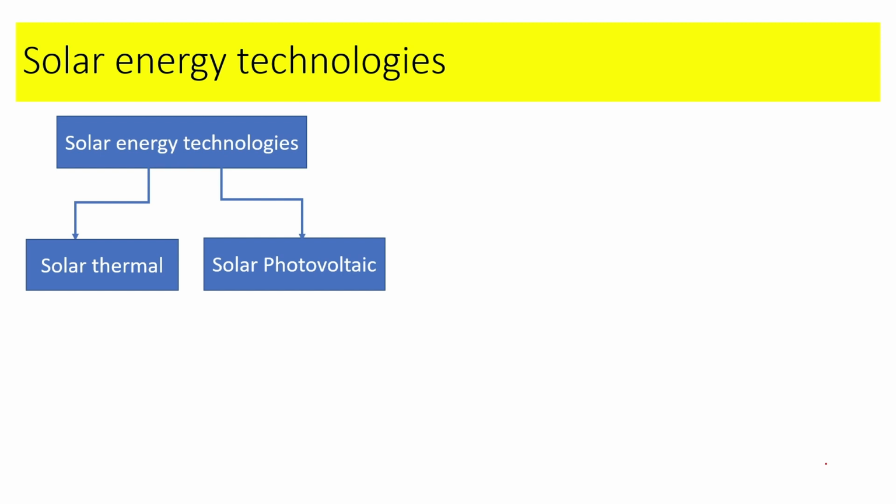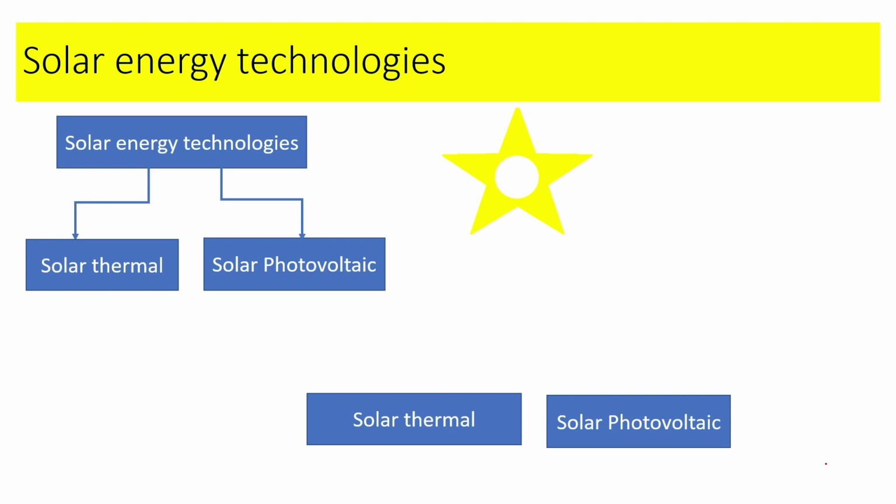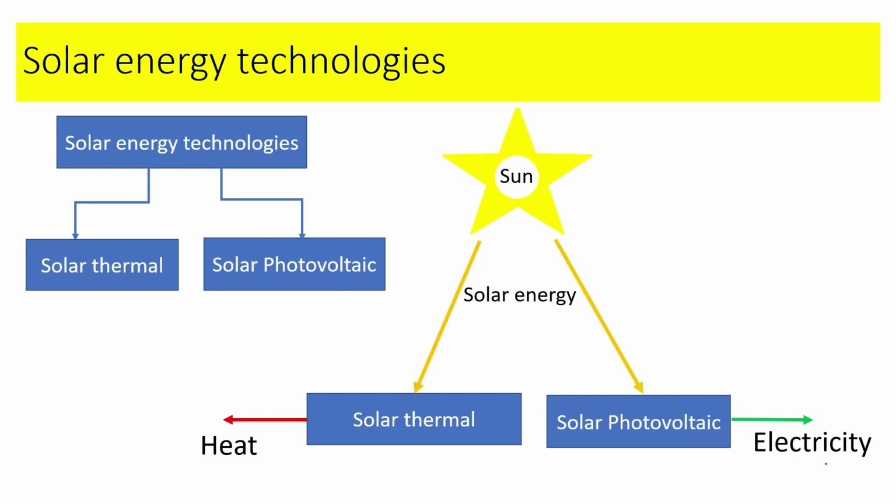Using these two technologies, we can tap this solar energy to meet the requirements of humanity, and at the same time make this earth a better place to live by cutting down the consumption of fossil fuels. So what happens broadly in solar thermal technology and solar photovoltaic technology? In solar thermal technologies, we receive solar energy, right? And we produce heat. And in solar photovoltaic technology, we receive solar energy and we directly produce electricity. So these are the two broad ways to utilize solar energy.